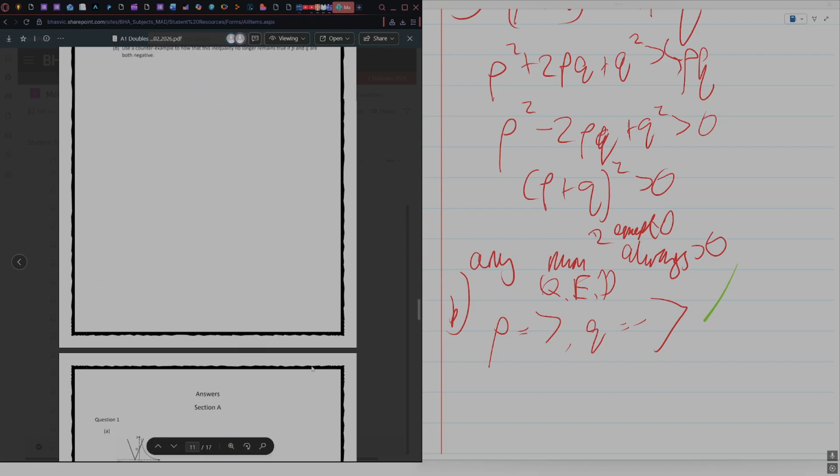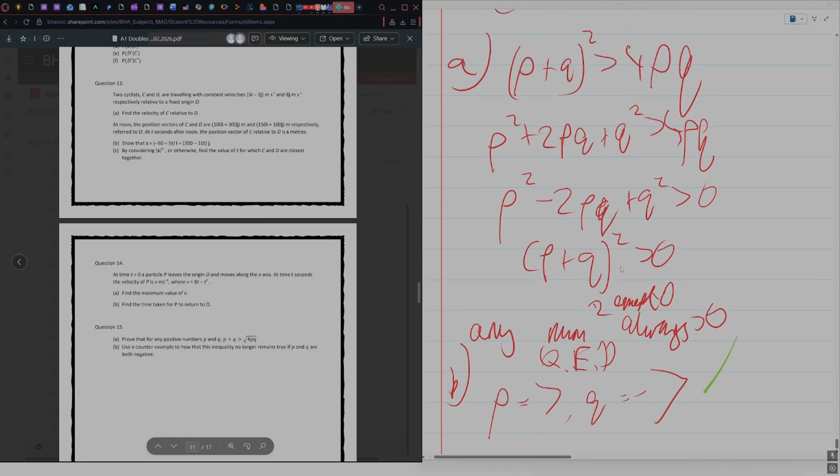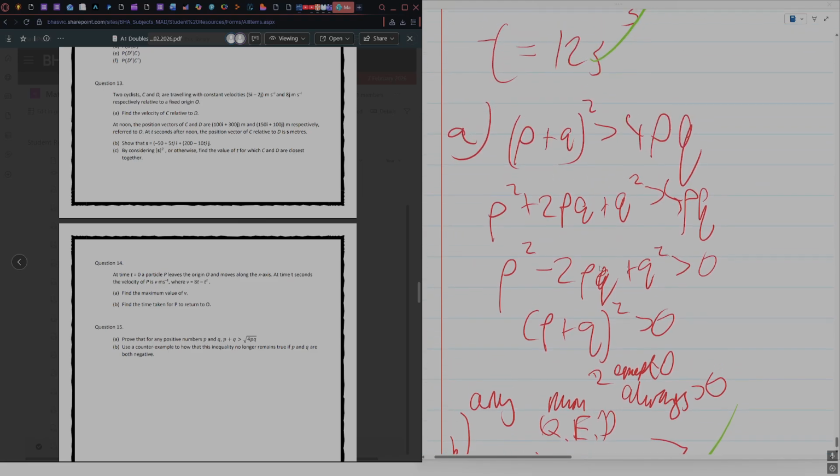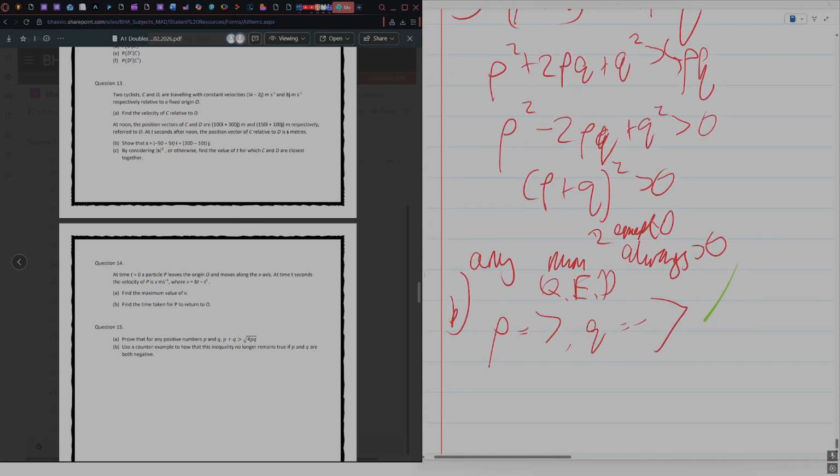But yeah, I don't even really know what's going on. This part makes sense. I don't really know about this part. This should be like a 1-mark question anyway, and you could probably figure it out.